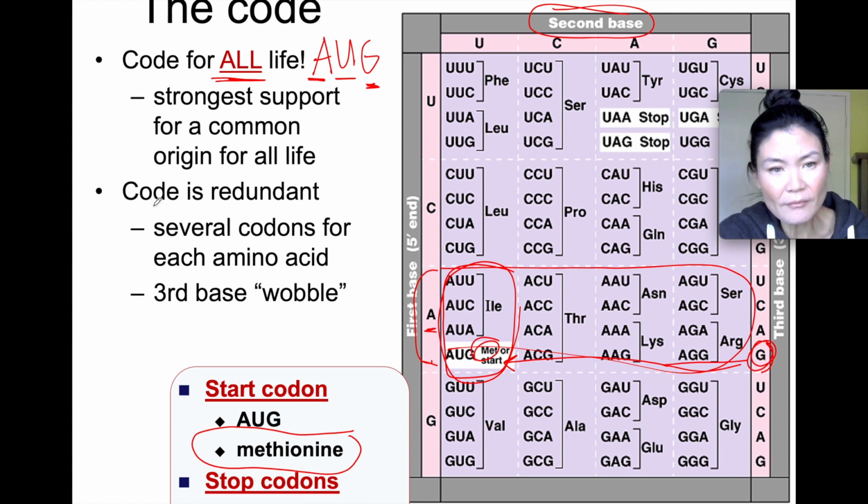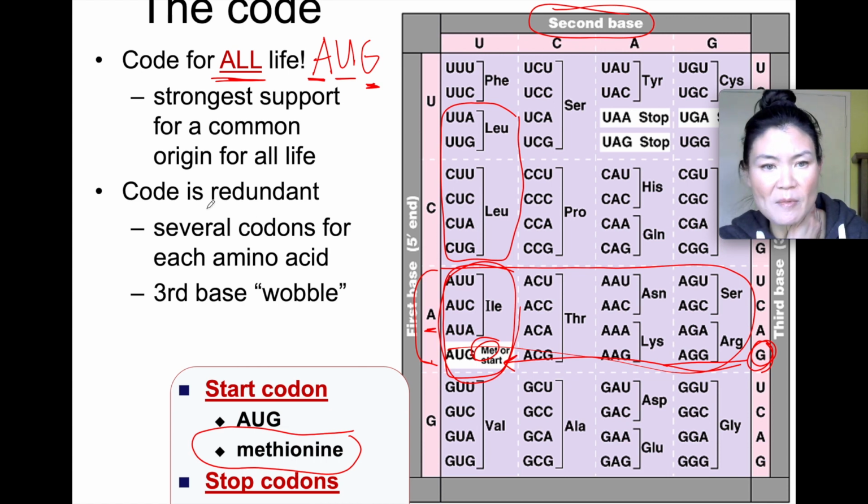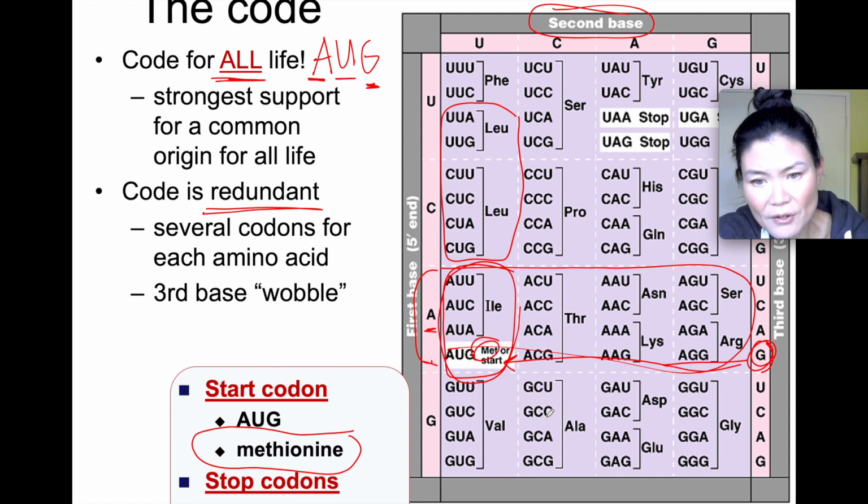Another thing about the genetic code that you might have noticed is that, for example, leucine or LEU has 6 codons that code for the same amino acid. So that's what we mean when we say the code is redundant, because there are several codons that code for the same amino acid, except for AUG. That's the only codon that codes for methionine. All the other amino acids have more than one codon that codes for them. So that's what we mean by redundant.